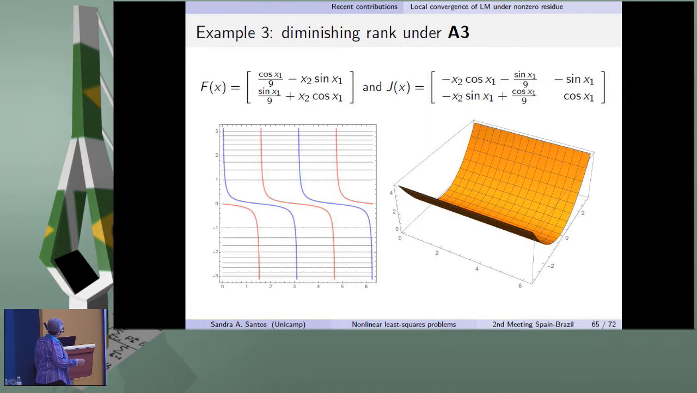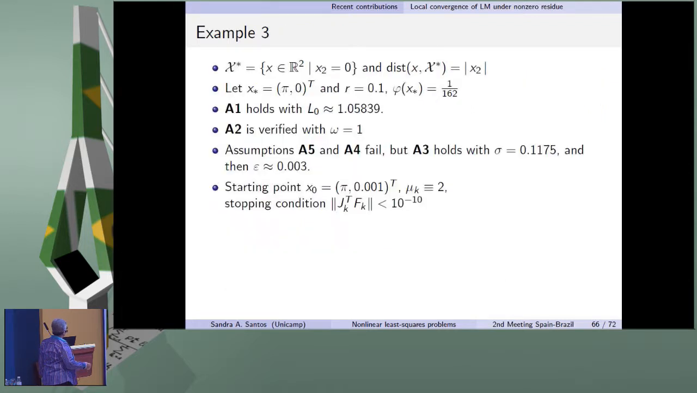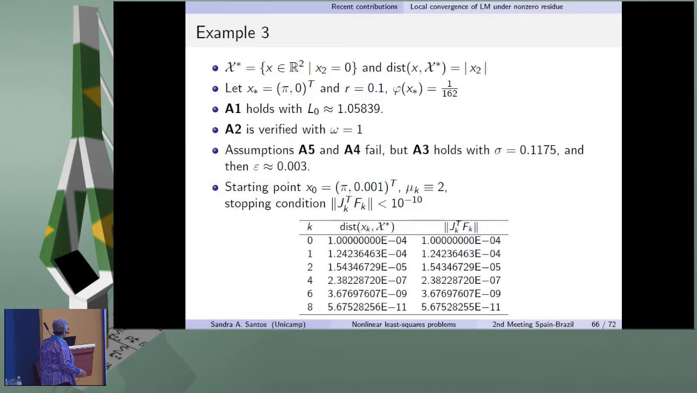These are the functions. We have a set of non-isolated stationary points. But in this case, neither A5 nor A4 hold, just A3. And because of that, even starting quite close to the solution, and taking a constant value for μk as recommended, we just obtain linear convergence.